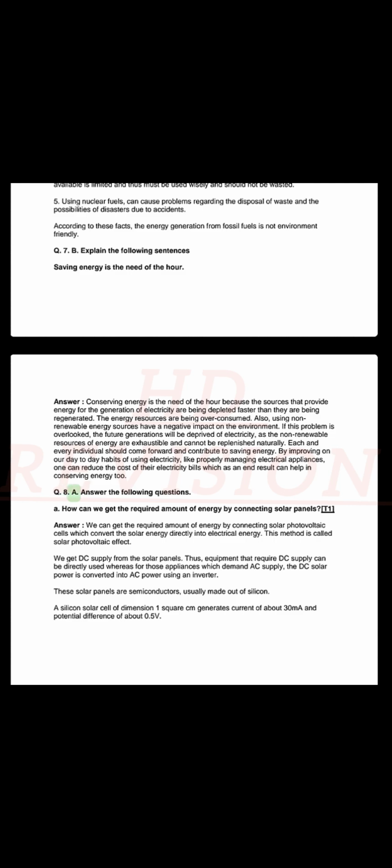Q. 8. A. Answer the following questions. How can we get the required amount of energy by connecting solar panels? Answer: We can get the required amount of energy by connecting solar photovoltaic cells which convert the solar energy directly into electrical energy. This method is called the solar photovoltaic effect. We get DC supply from the solar panels. Thus, equipment that requires DC supply can be directly used, whereas for those appliances which demand AC supply, the DC solar power is converted into AC power using an inverter.